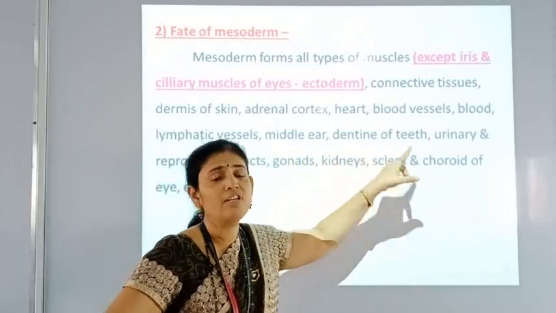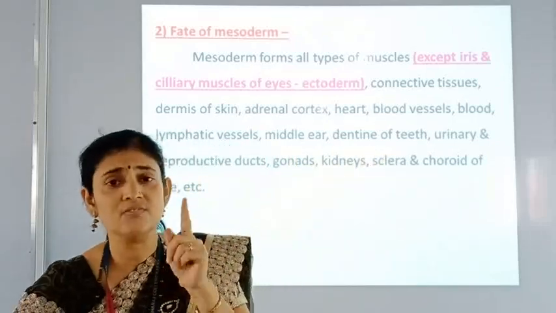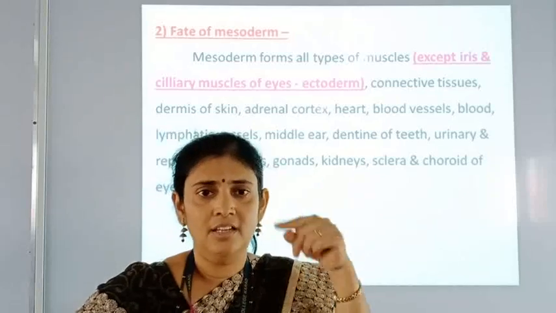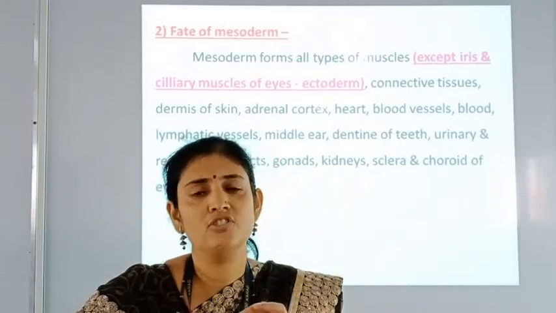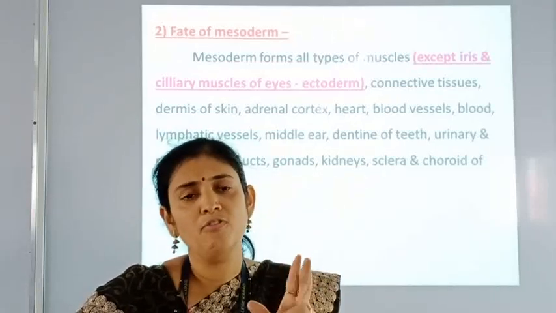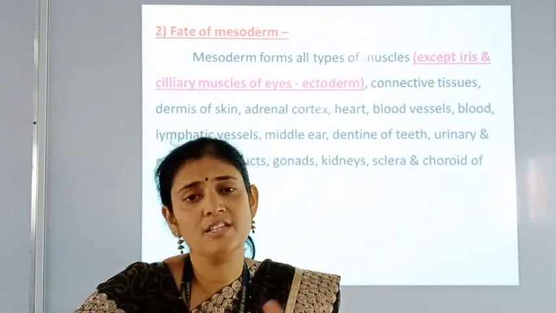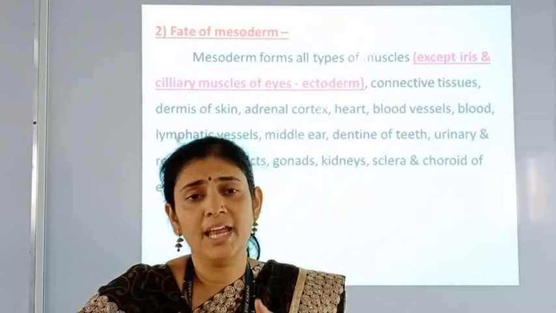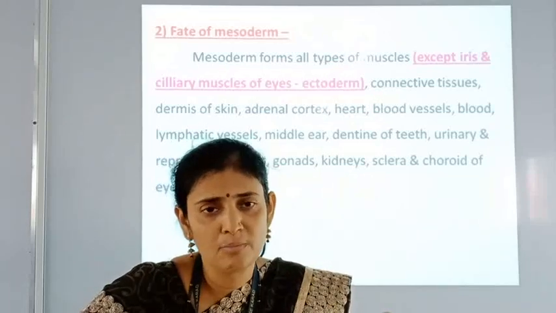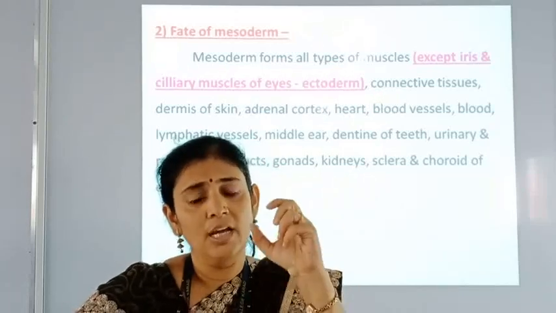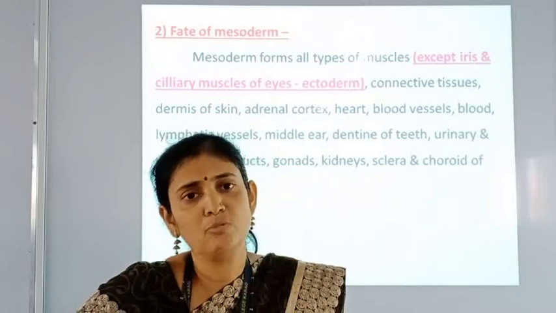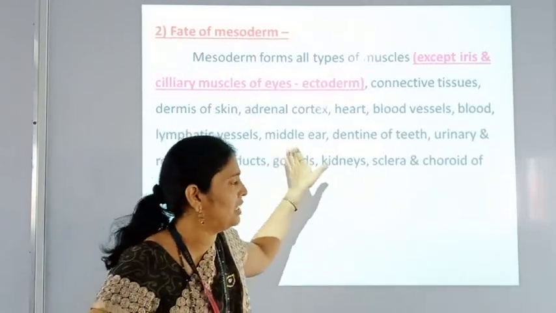Then dentine of teeth. As we have seen the structure of teeth in 11th human digestive system, teeth is made up of 2 parts. Inner part is called as a dentine and outer covering part is called as a enamel. Out of that, enamel is formed from the ectoderm region, and inner जो dentine region आहे तो कशापासून बनलेला असतो, तर हे मेसोडर्म पासून बनलेला असतो.